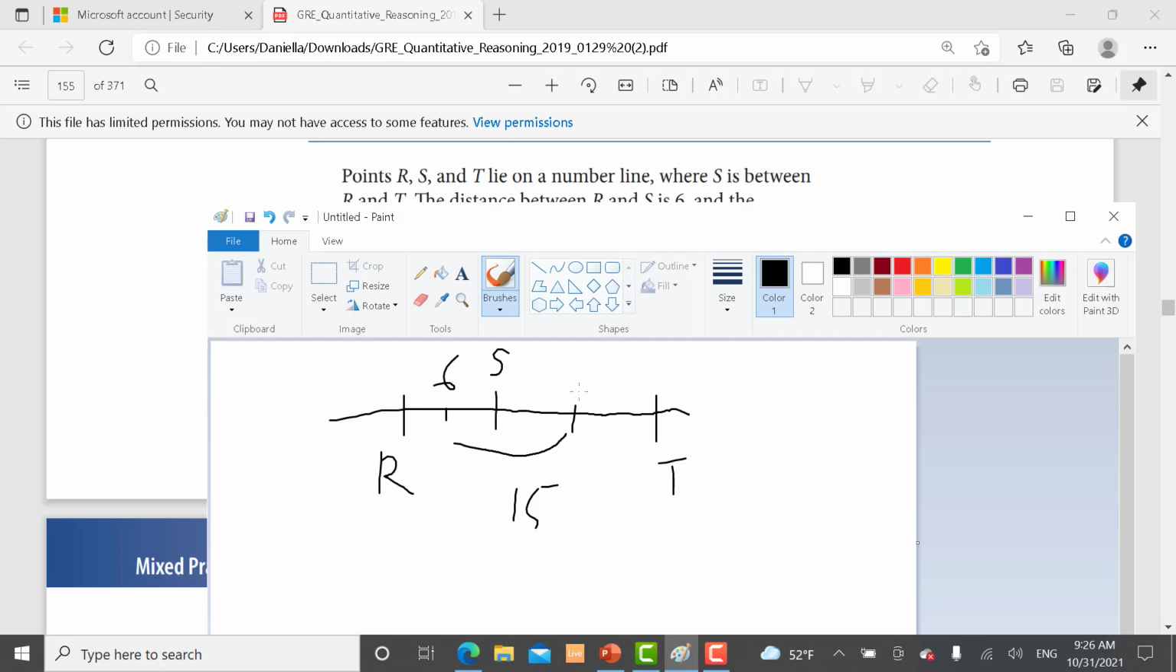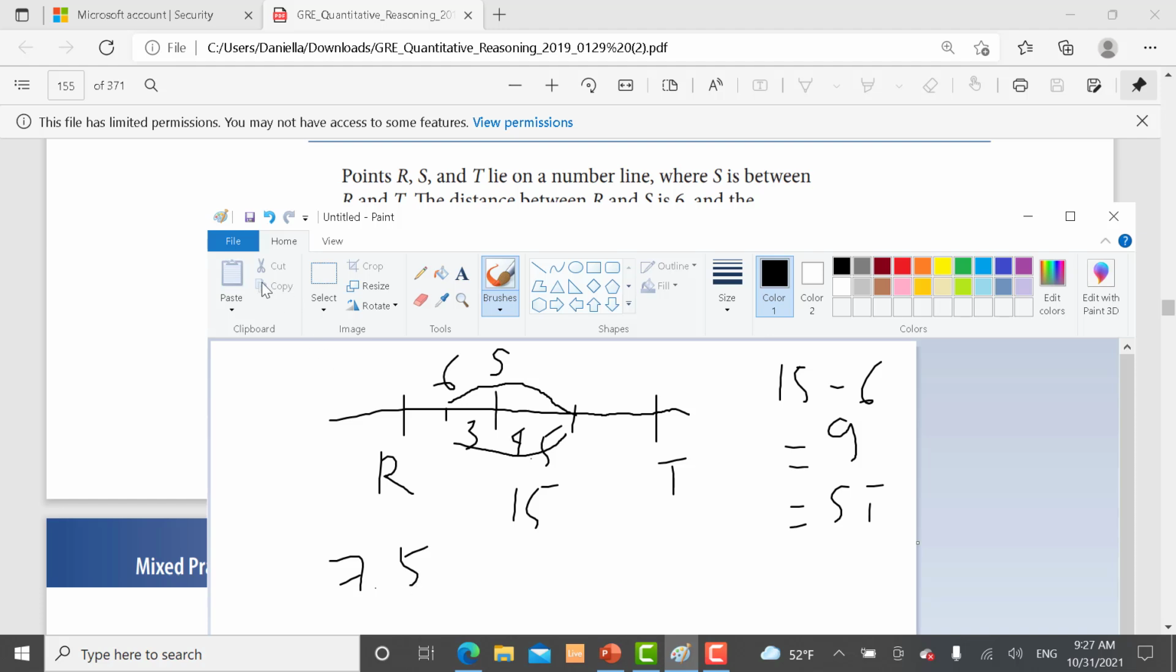If you notice, RS is 6, so half of RS should be 3. So this is 3. Similarly for ST, ST is 15 minus 6, and this should be 9. Half of ST is 4.5, so 4.5 is this side. From this point to this point it should be 7.5. So quantity A is 7.5.